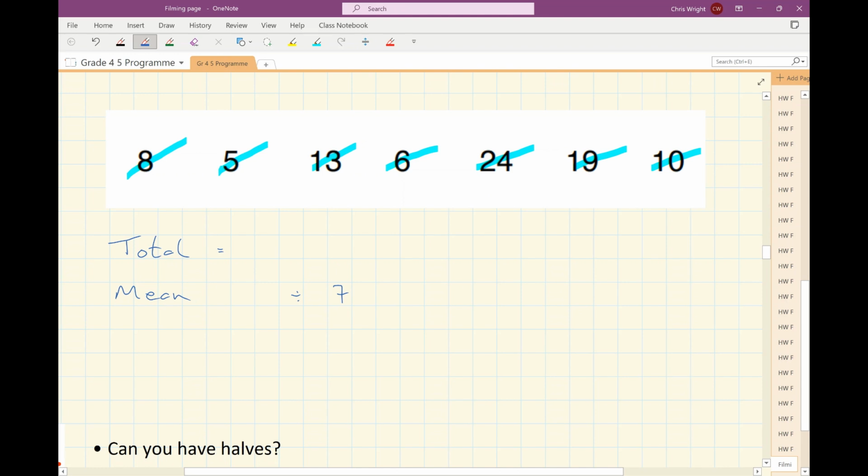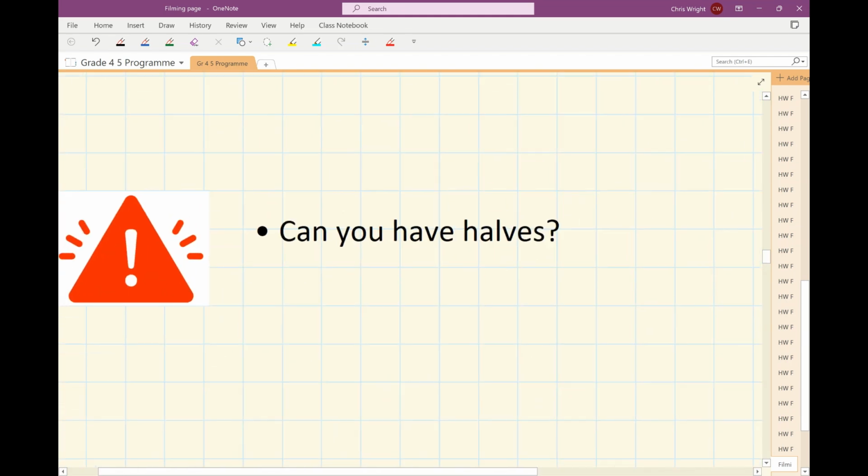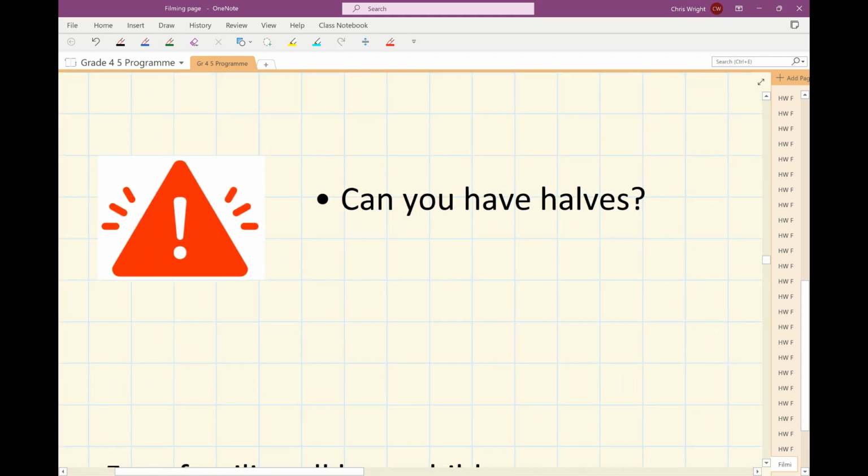Right, the total of those numbers, 8 plus 5, plus 13 plus 6, plus 24 plus 19, plus 10. Well, I make the total 85, and 85 divided by 7 gives me 12.1 to 1 decimal place. So my mean there is 12.1. So if you had those 7 numbers and somebody said, what's the mean of those numbers? The answer is 12.1.